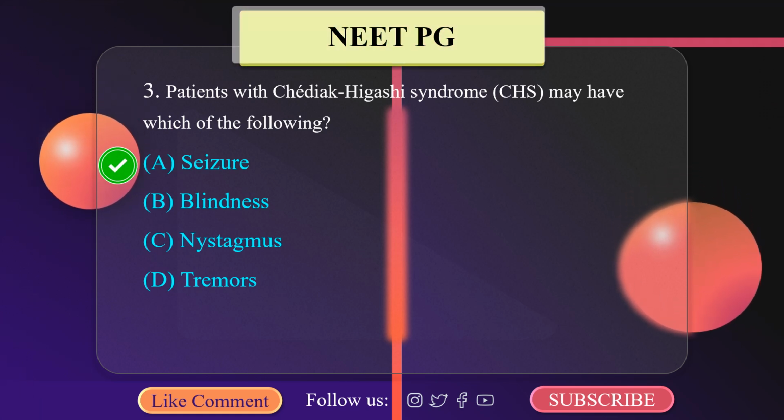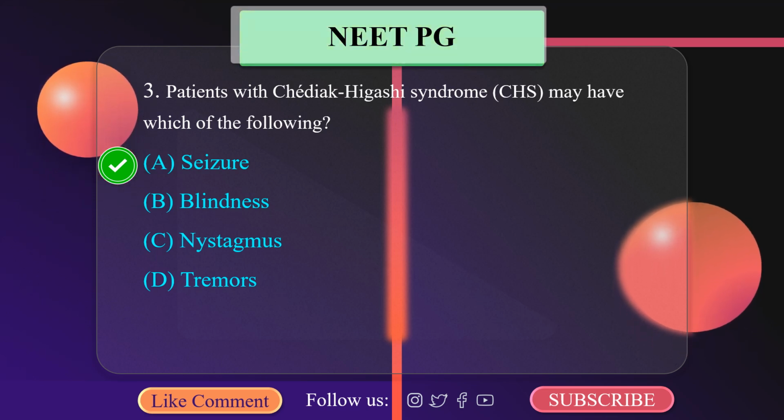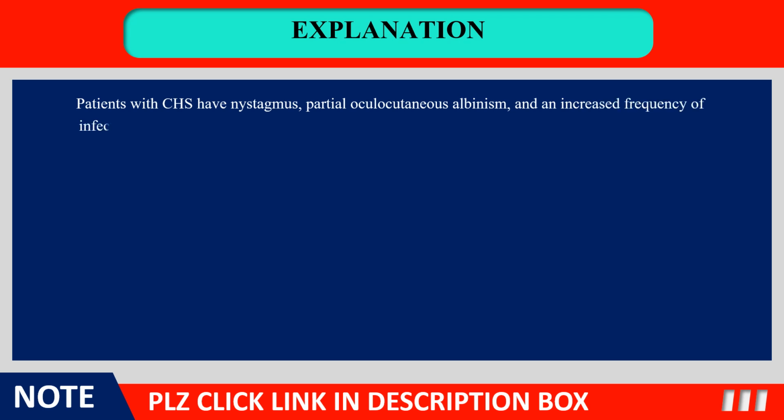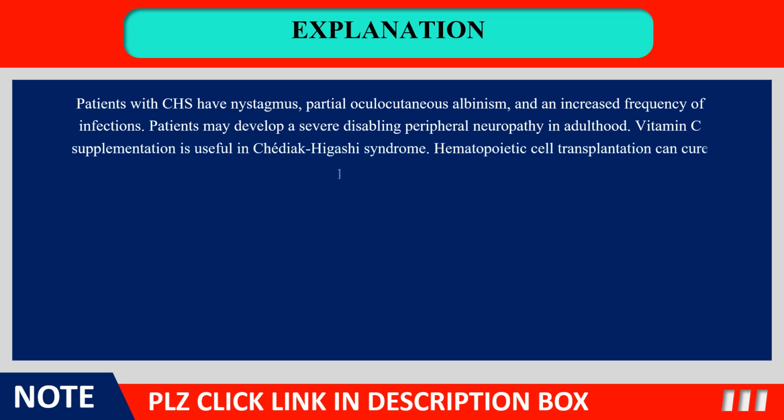So the correct answer here is A. Seizure. Patients with Chediak-Higashi syndrome have nystagmus, partial oculocutaneous albinism, and an increased frequency of infections. Patients may develop a severe disabling peripheral neuropathy in adulthood.